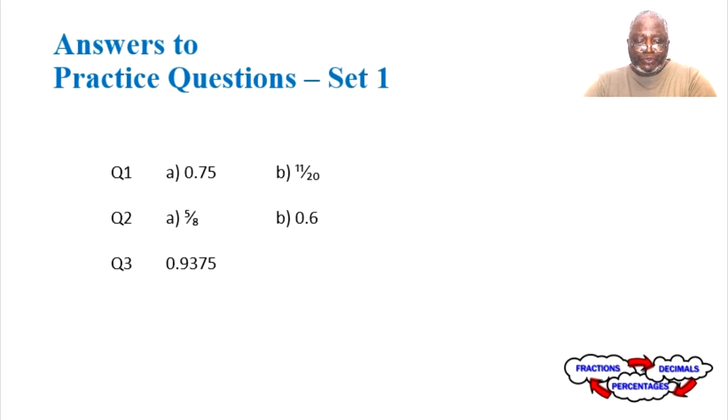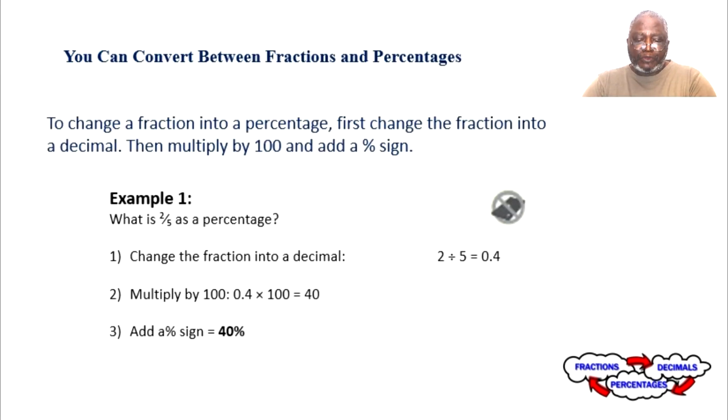Answers to practice question set 1. Question 1, A, 0.75, B, 11/20. Question 2, A, 5/8, B, 0.6. And question 3, 0.9375.